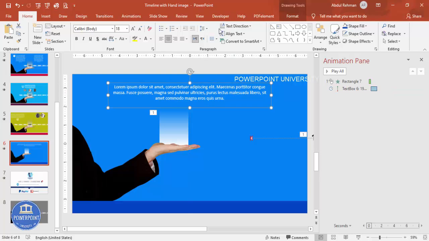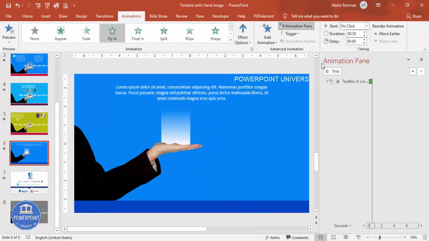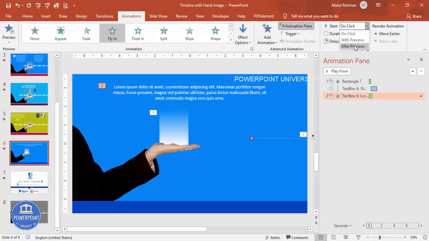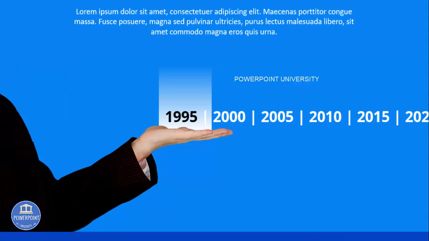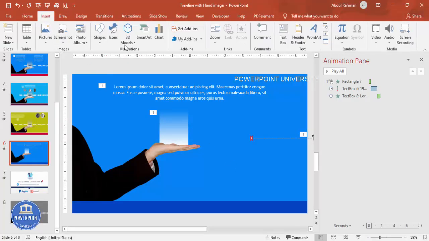And for this also, I'm going to add the animation. I'm going to say fly in, should come from top, and that should happen after previous or with previous, whichever way you feel. So if I click, it comes like this. You can see here. And then if you want, you can add more images.